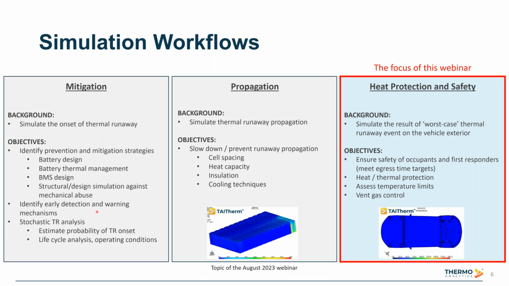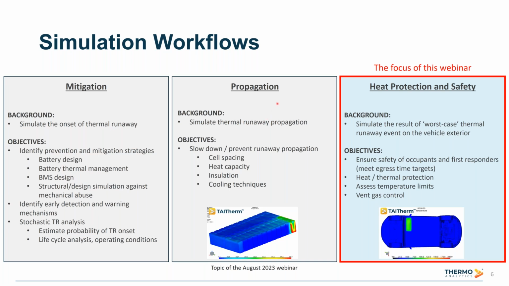And the difficulty here with these types of analysis is this is really probabilistic and stochastic type of analysis. We're trying to estimate and limit or decrease the probability of the onset of thermal runaway over the life cycle of the battery pack. The next is propagation.